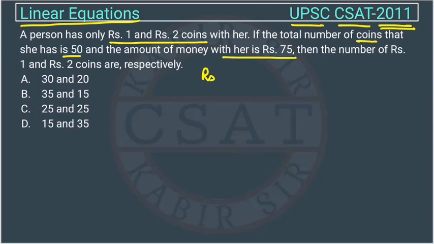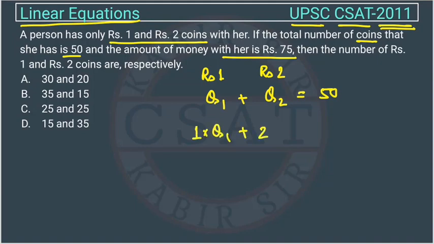Right, so the question is there are rupee 1 coins and rupee 2 coins. Suppose the quantities are q1 plus q2. They have given q1 plus q2 is equal to 50. And in terms of money, how much money is she having? The money will be equal to 1 into q1 plus 2 into q2 is equal to 75. So we will solve these equations and we will get the answer.